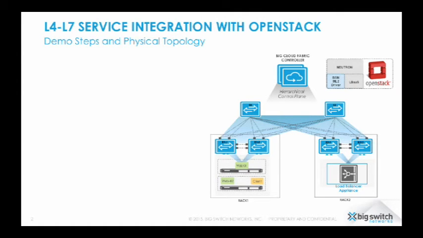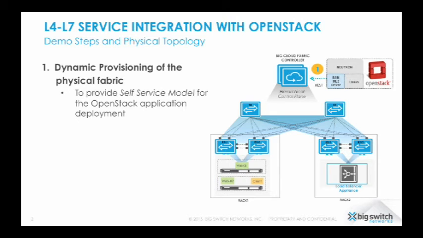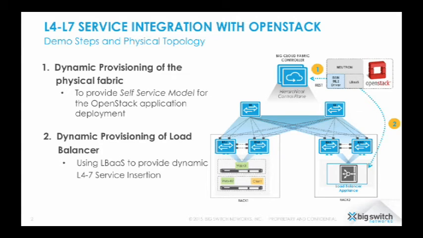First, I will show how BCF integrates with the OpenStack Neutron networking project to build a self-service model for application developers in terms of provisioning the physical fabric dynamically. Secondly, I will show how the OpenStack load balancer as a service module is used to automate the configuration of the physical and virtual load balancer as and when tenants enable the load balancer service on OpenStack for their deployments.